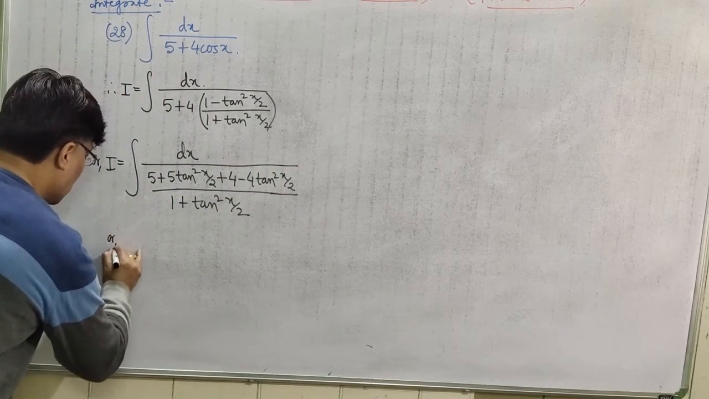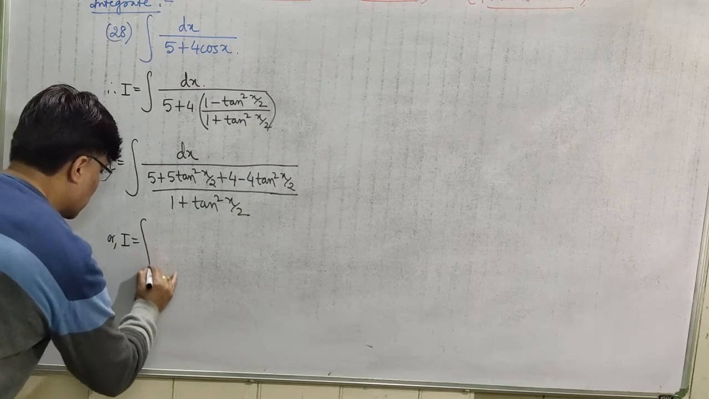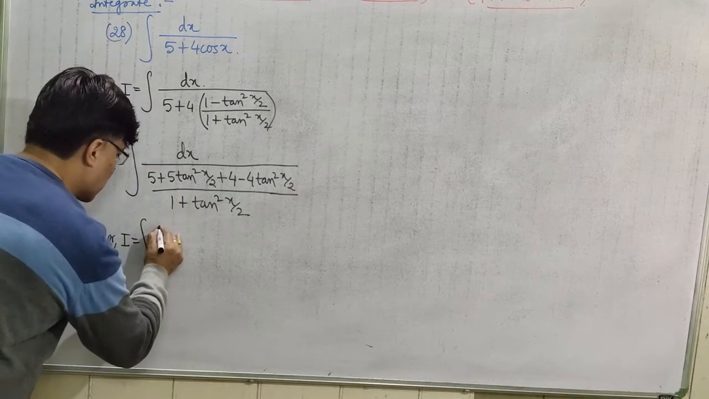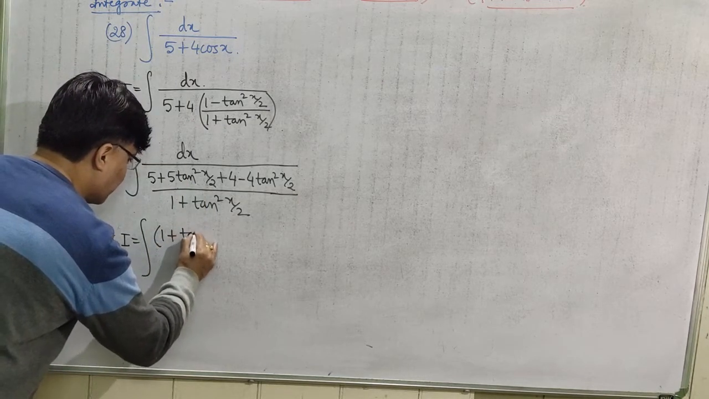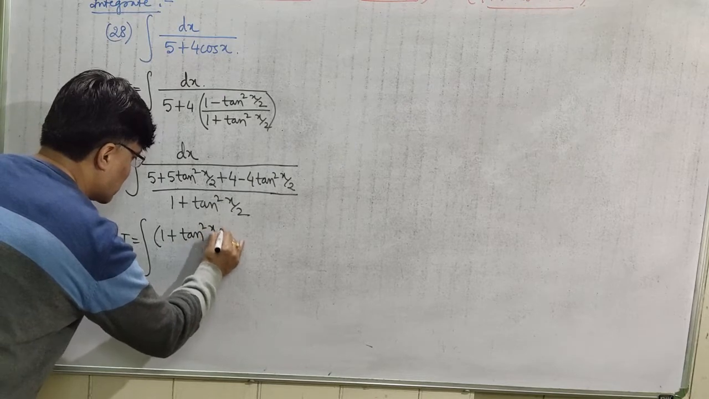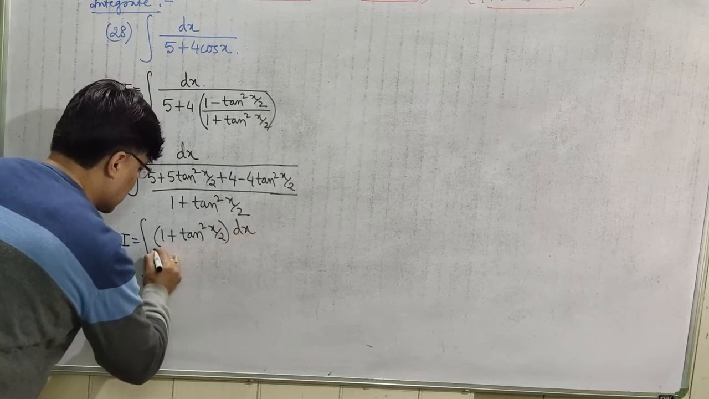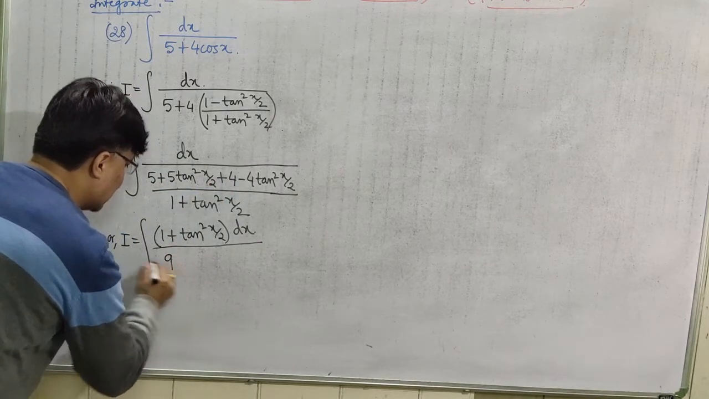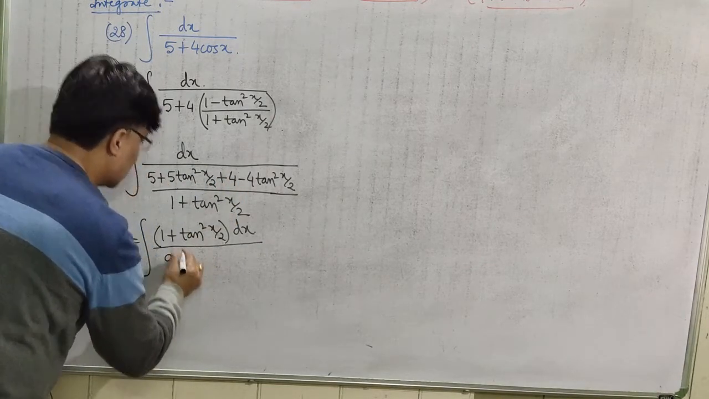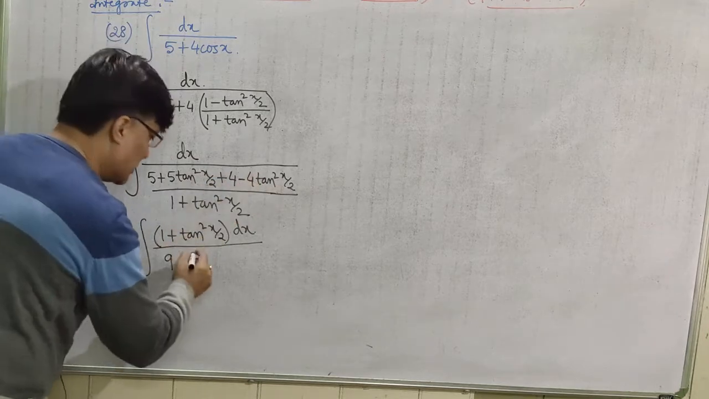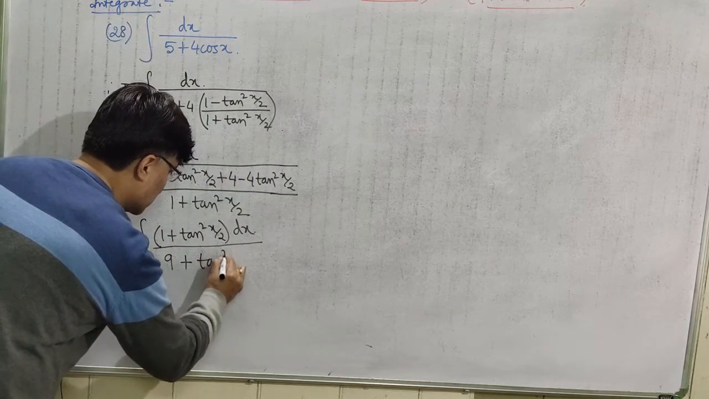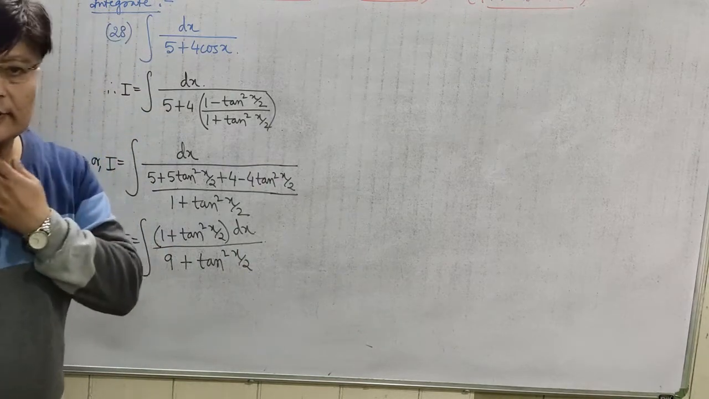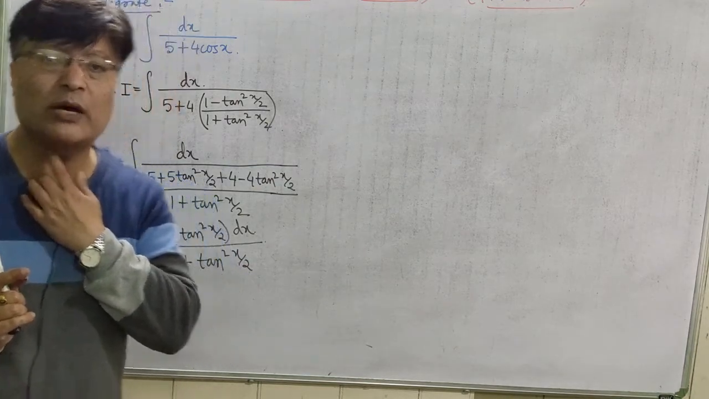Okay, so I is equal to the integral, this 1 plus tan square x by 2 goes up in the numerator. So let us write it in the numerator. 1 plus tan square x by 2, bracket close, dx divided by 5 plus 4 is 9 plus, that is 5 tan square x by 2 minus 4 tan square x by 2 is plus tan square x by 2. Understood? So next, what will you do now?